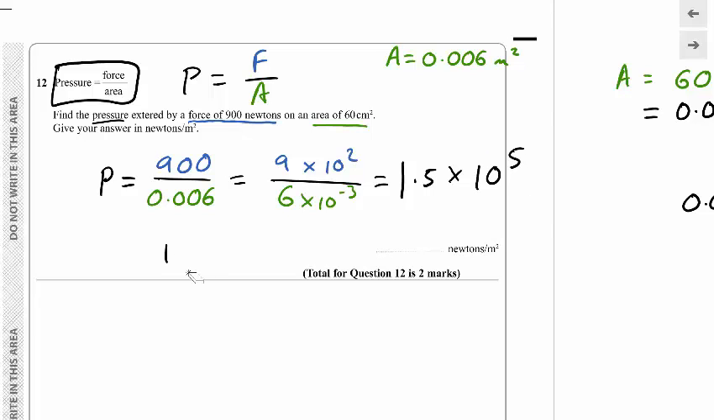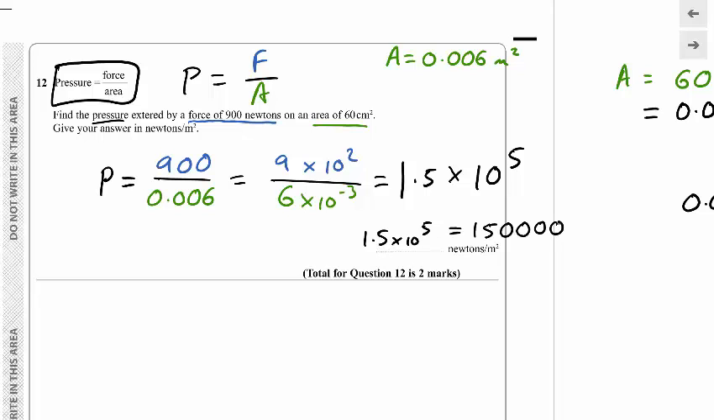So it's 1.5 times 10 to the power of 5, or you could expand that out. So you could give it as 150,000 newtons per metre squared.